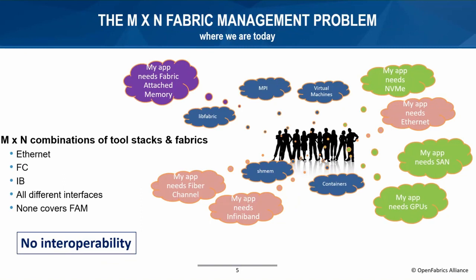And then there are more fabrics and other things coming soon. There are new fabrics such as Gen Z. There are new fabric features such as fabric attached memory. And there are new compute resources such as pooled accelerators. Solution providers are faced with these diverse resources that need to be connected via one or more fabrics to deliver a complete solution. Yet there are no common interfaces among all the different tool stacks and fabric managers, and so there's little interoperability. Next slide, please.